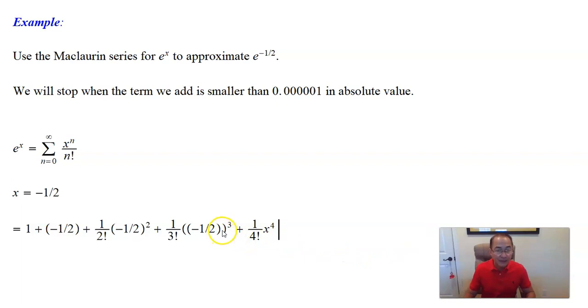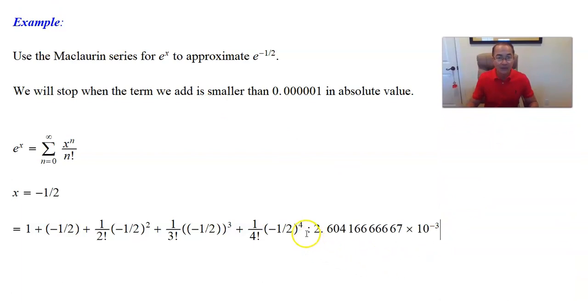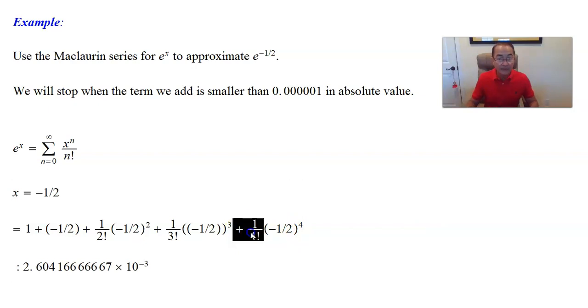Maybe 2. Okay, so we will have -1/2 to the 4th power over 4 factorial. How small are you? You are -3. We're getting there. Okay, so we're going to need at least one more. We will need 5 factorial and -1/2 to the power 5. Okay, are we there yet? Let's see.